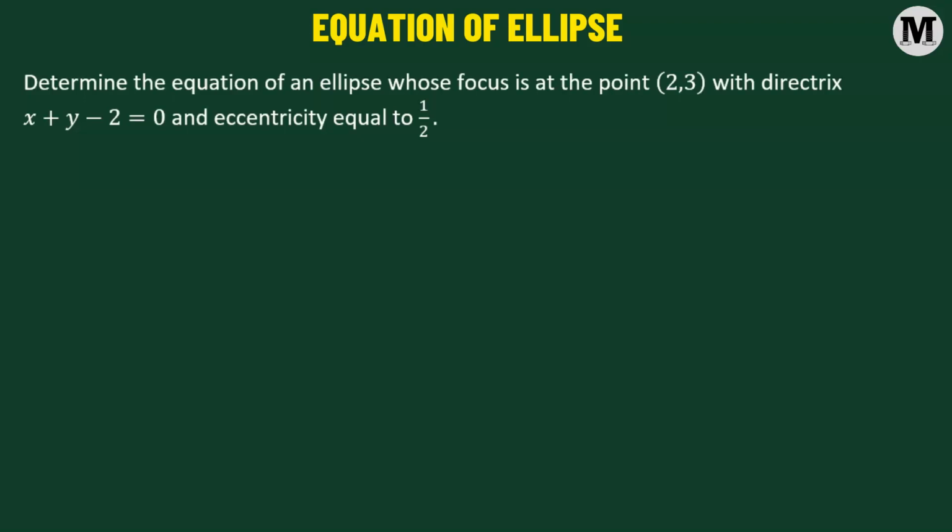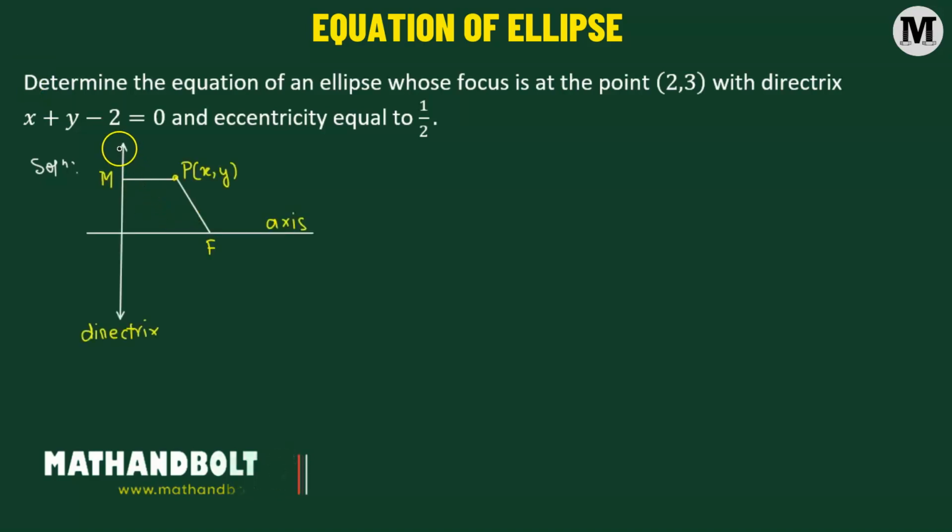So in this problem, we need to determine the equation of an ellipse whose focus is at the point (2, 3), with directrix given by x + y - 2 = 0 and eccentricity of 1/2. Let us begin. We'll try to understand the problem graphically first.